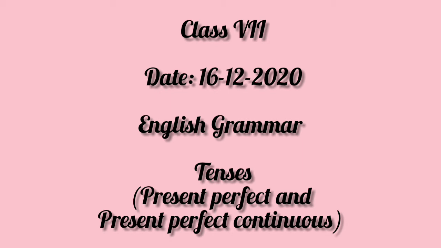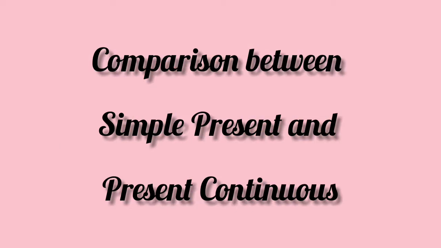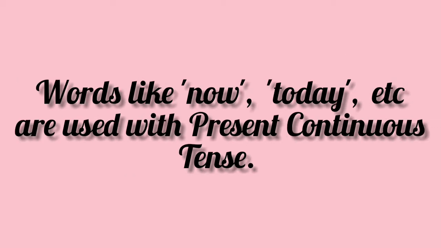Yesterday, we started the chapter tenses and we did simple present tense and present continuous tense. Let us see the comparison between them. We use words like always, never, usually, often, sometimes, every day, etc. with the simple present tense as they talk about a habitual action. And we use words like now, today, etc. with the present continuous tense.